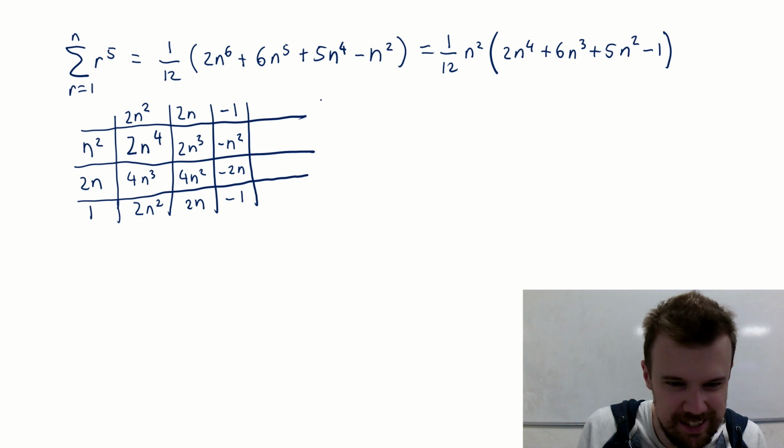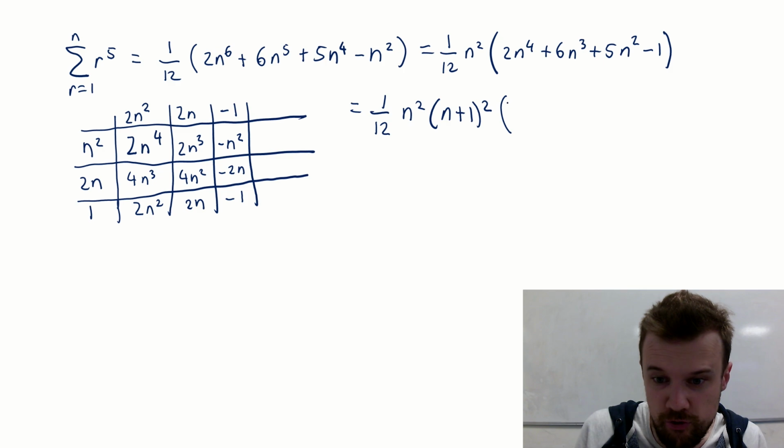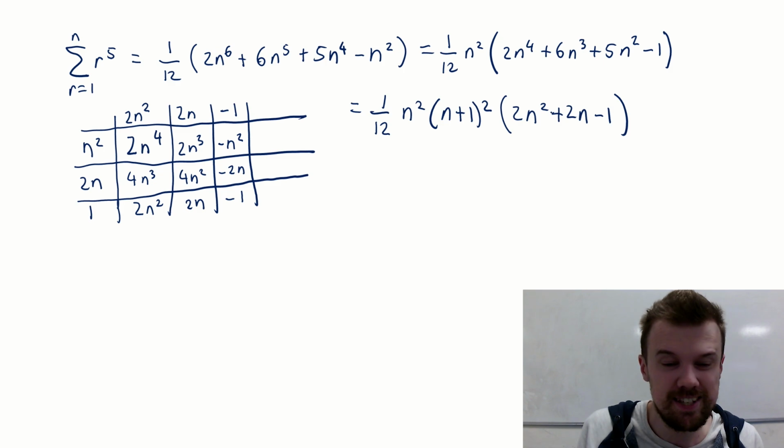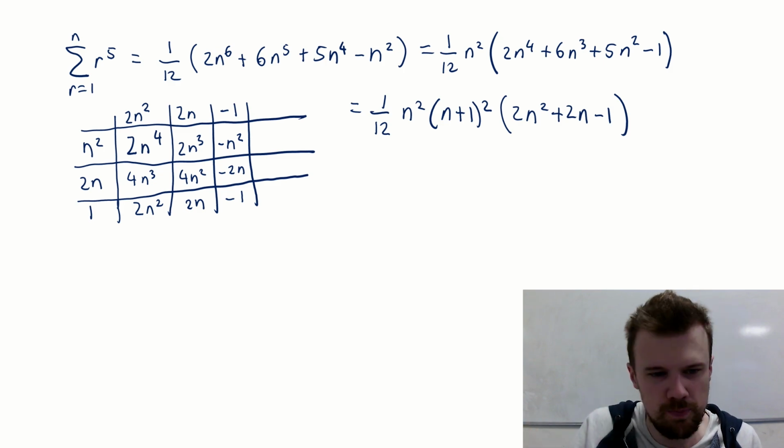So it is good because it means we've got a factor, which is what we're expecting, but it's therefore nice to confirm it. So therefore our series is 1/12 n squared n plus 1 all squared, because n plus 1 all squared was the n squared plus 2n plus 1. And then we are going to be left with 2n squared plus 2n minus 1. So there you go. That is the series formula for r to the power 5, written in factorized form.